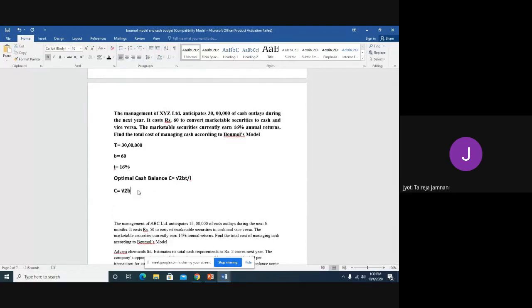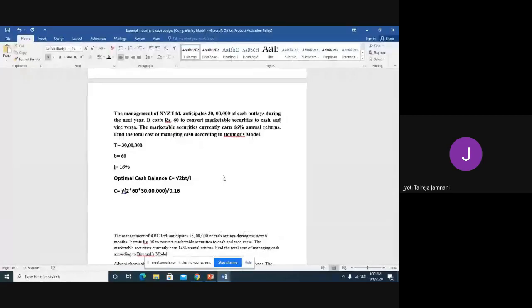C is equal to square root of 2 into the value of B, 60, into the value of T, 30 lakhs. We have to multiply all these three, 2 into 60 into 30 lakh, and divide by I. I am not taking it as 16, but converting it into decimals. So 16 divided by 100, we are taking it as 0.16. So now we'll find the value of C. All those who have calculators, start finding.